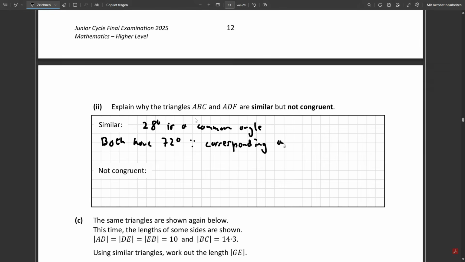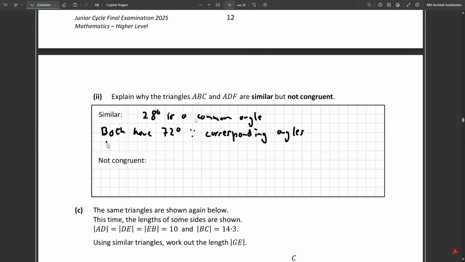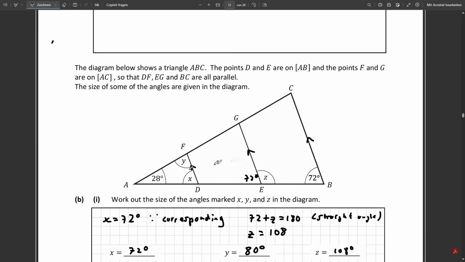I always give a reason. They don't tell you to, but just in case, maybe do. And you can say, therefore, the third angle is the same. And that's because angles in a triangle sum to 180 degrees. So how can you see that? 28 degrees and 72 degrees here. So that means that this angle here is going to be 180 minus 28 minus 72, because they add up to 180, and that was the same as what y is.